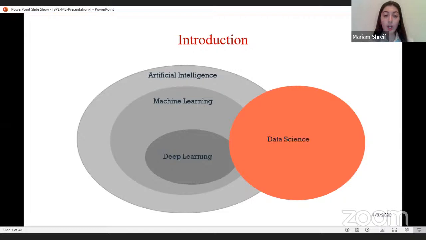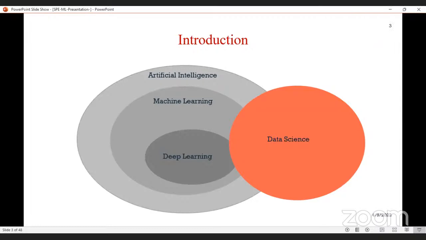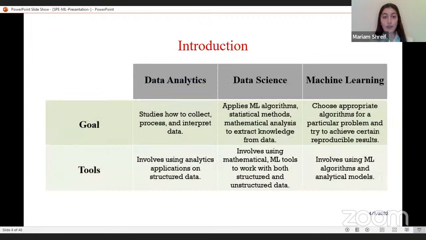And finally, we have data science. The main job of data scientists is to use mathematical analysis, statistical methods, and even machine learning algorithms in order to extract knowledge from the data which is given. People often confuse the difference between data analytics, data science, and machine learning. The notion of data analytics is broader than data science. So let's briefly sum up the main differences.